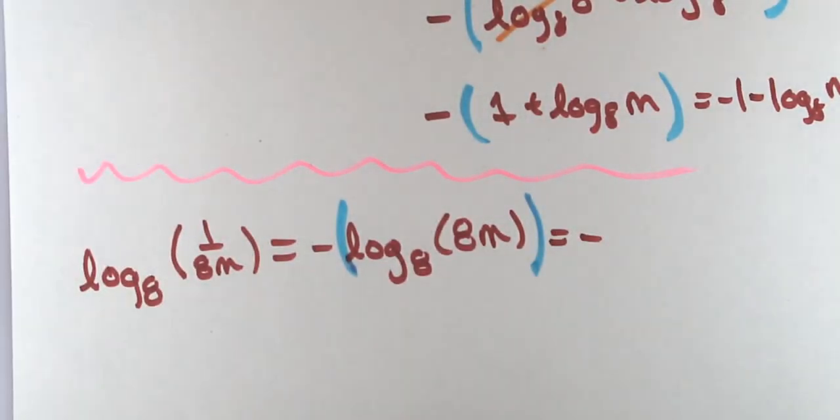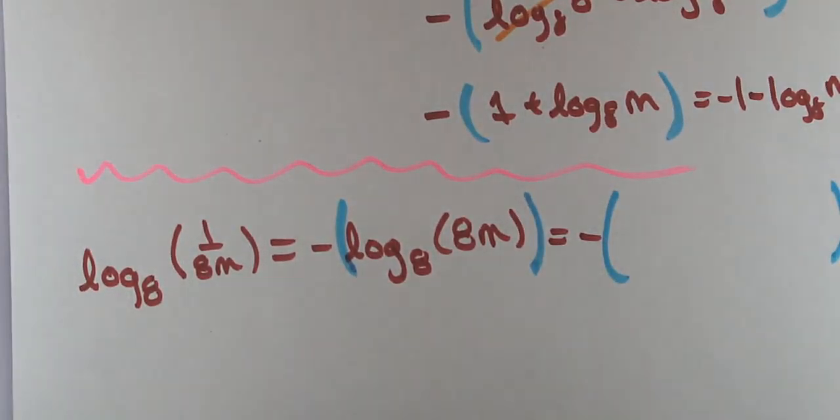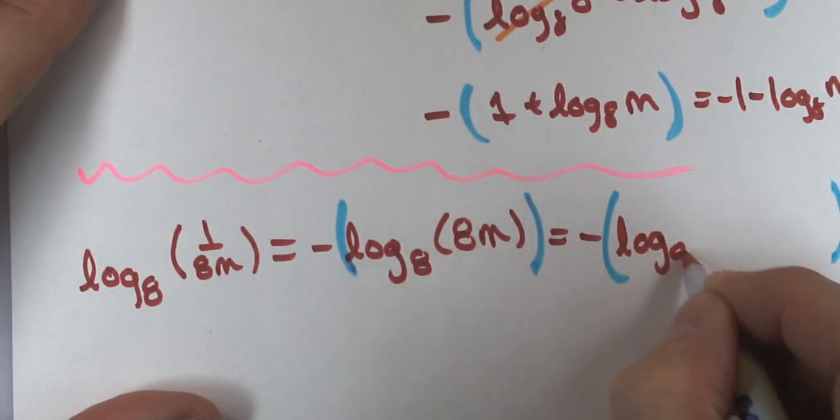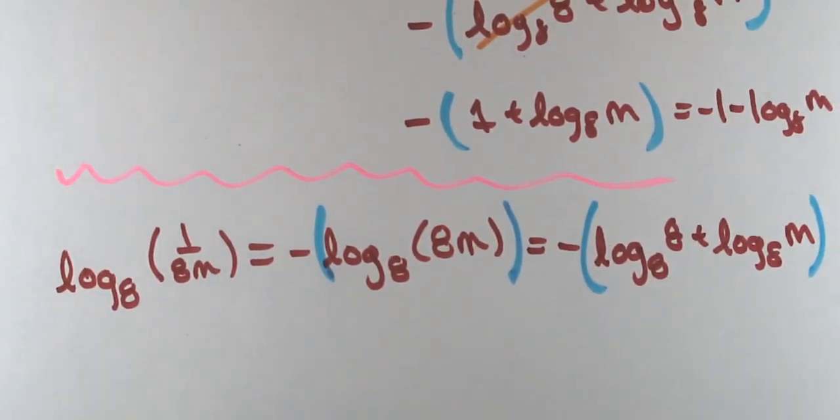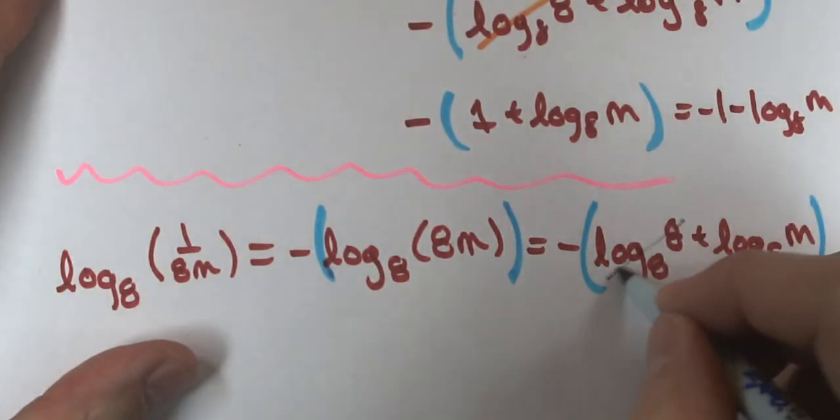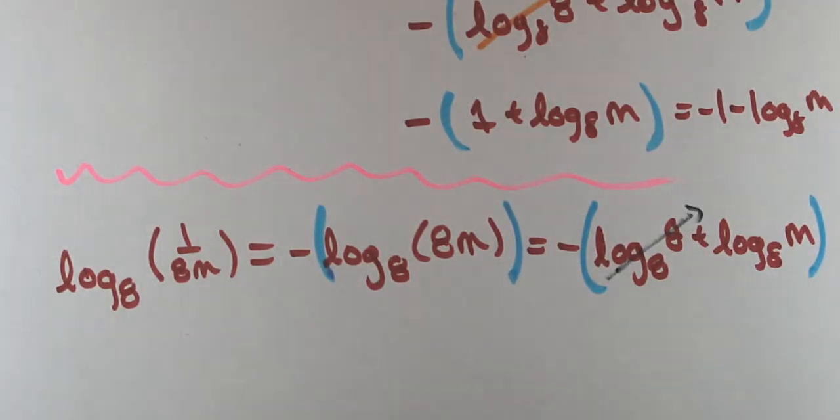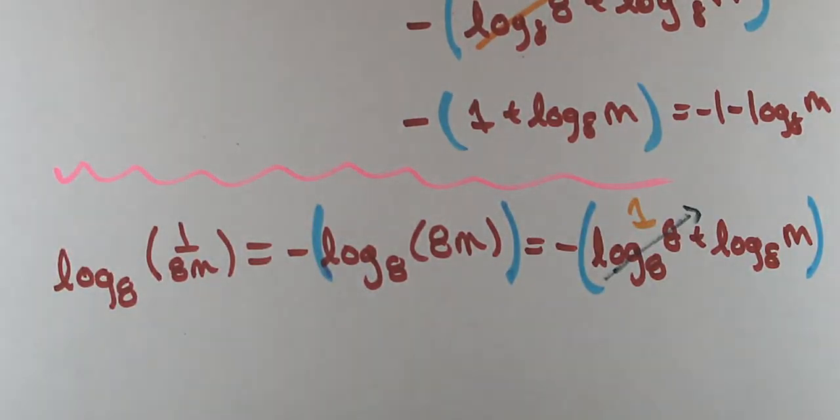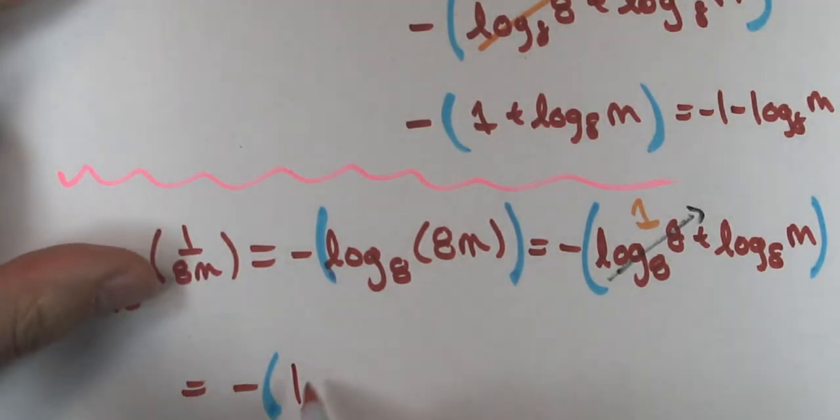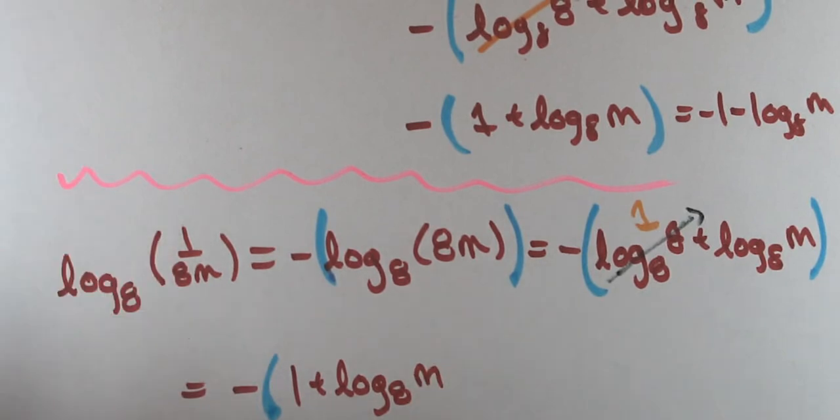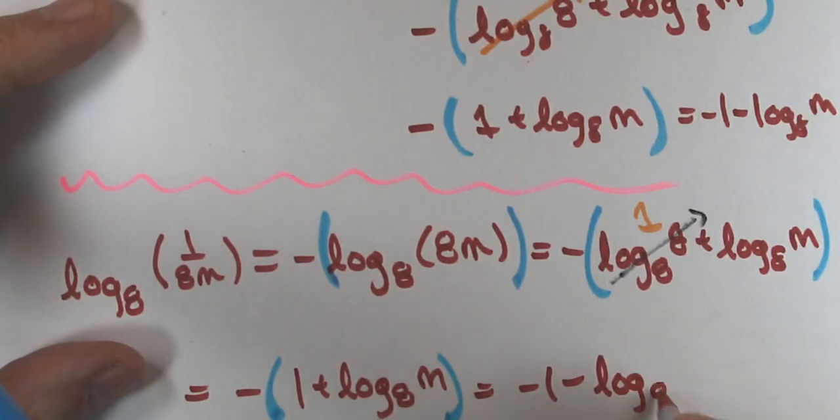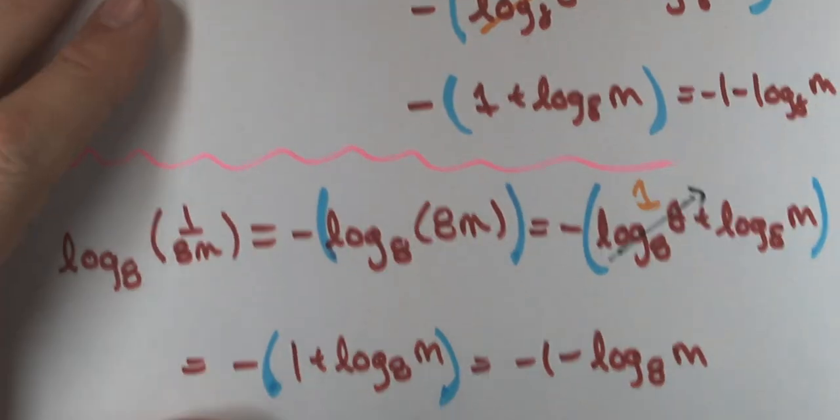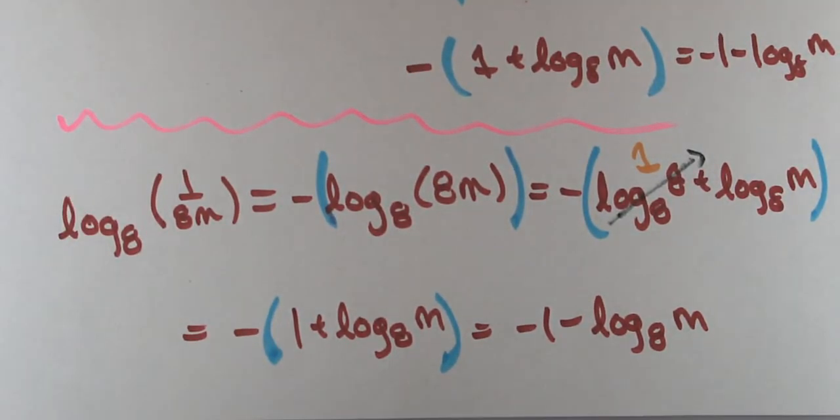Equals negative, and then we can expand this: log base 8 of 8 plus log base 8 of m. And as before, that's a 1. And then the rest is pretty much the same. You could write that as minus 1 plus log base 8 of m, or distribute it and finally get minus 1 minus log base 8 of m. So that's a different way to do that. In general, there are a lot of ways you can do these types of problems. It's just going to be, well, what hits you? What do you see first when you do these things?